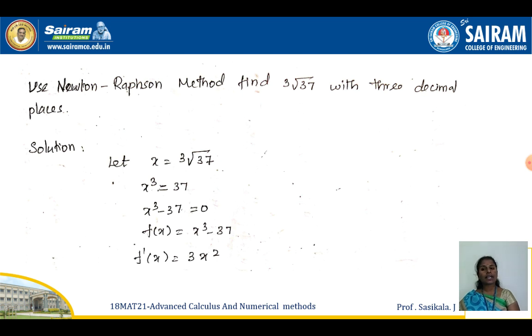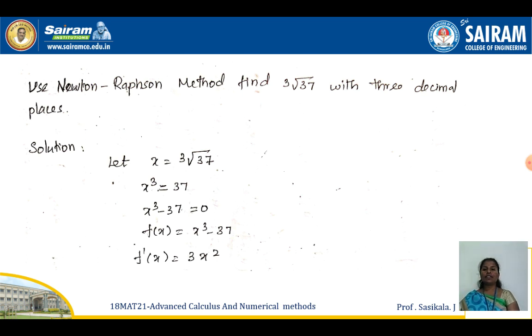The question is a direct one. What has been asked is to use Newton's method to find the cube root of 37, and the condition is also mentioned: you have to continue until you get a 3 decimal accurate answer. So now you can start with the solution.